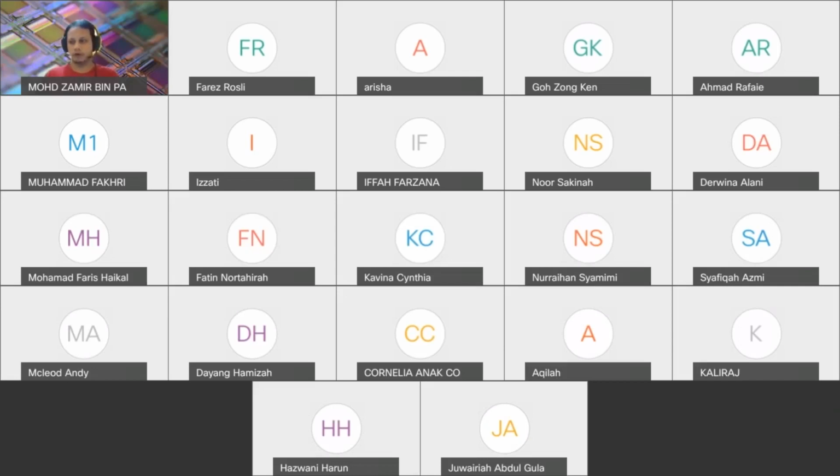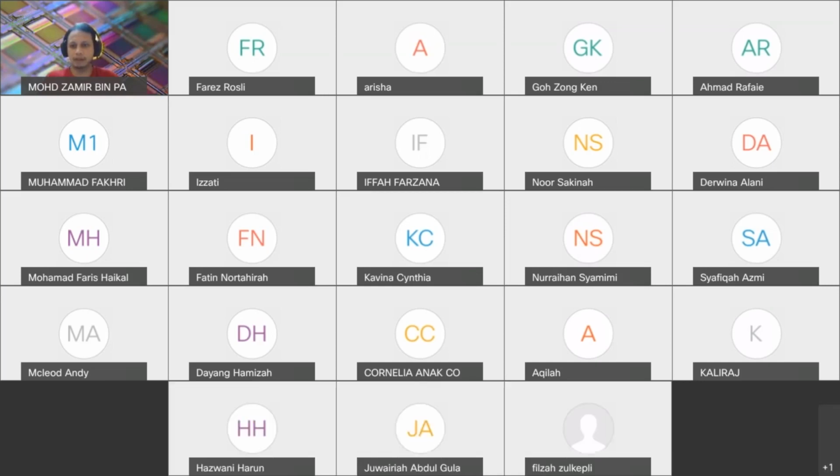Okay, today we'll move on to our next group presentation, which is group number 2. So we're going to listen to a presentation on JFET, right? For group number 2, we have Dayang, Darwina, Fatin, Go, and finally Ifa. Okay, so is everyone around already? Who's your group leader, by the way? Dayang, right?